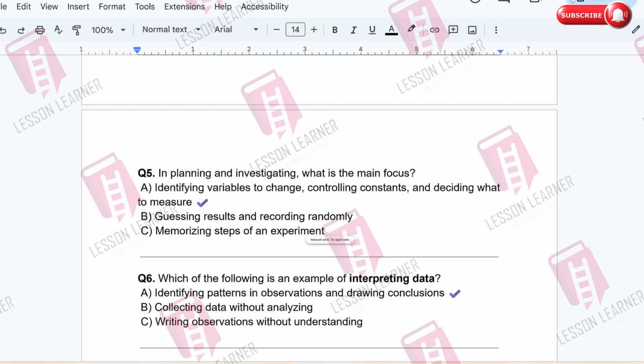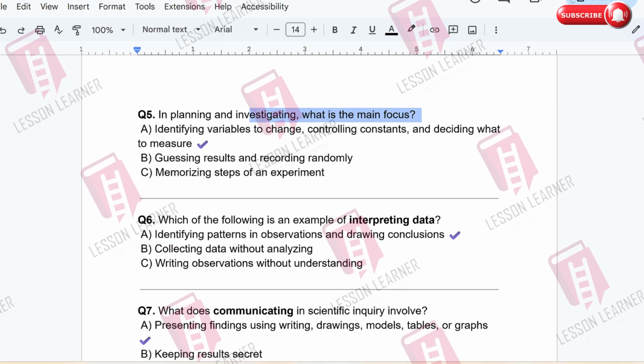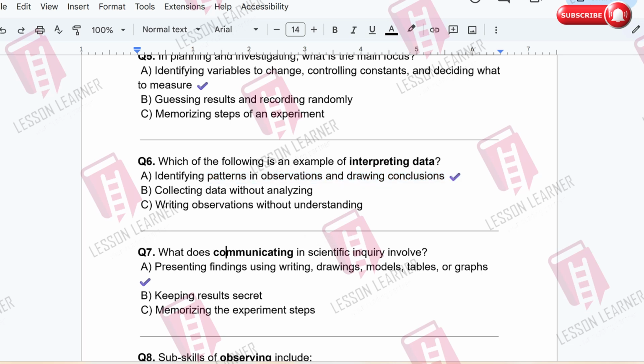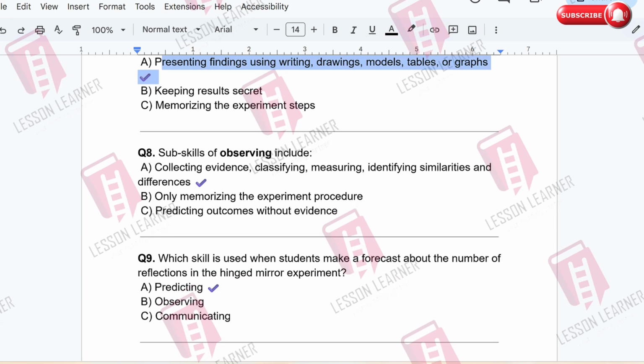In planning and investigating, what is the main focus? Identifying variables to change, controlling constants, and deciding what to measure. Which of the following is an example of interpreting data, identifying patterns in observation, and drawing conclusion? What does communicating in scientific inquiry involve? Presenting findings using writing, drawing, models, tables, or graphs.